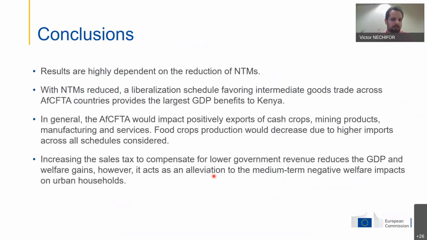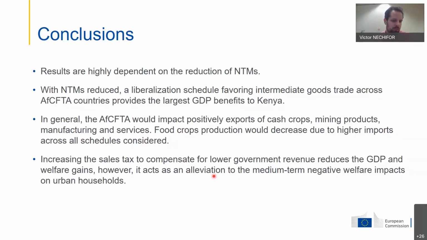Conclusions. We clearly see that the results are highly dependent on whether we decide to reduce the NTMs or not. With the NTMs reduced, we see a liberalization schedule favoring intermediate goods as the one that provides the largest GDP benefits to Kenya. In general, we see the AfCFTA impacting positively exports of cash crops, mining products, manufacturing, and services. And we see food crops production decreases due to higher imports across all the four liberalization schedules considered.